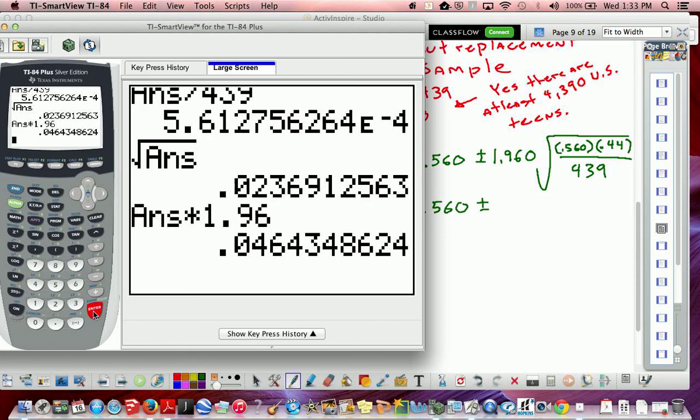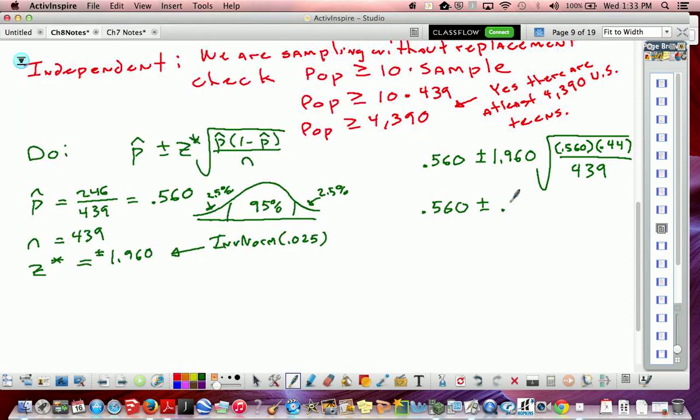So this becomes my margin of error. My margin of error is within 0.046, so it would be plus or minus 0.046. Exactly. So you can think about this as 56% of students believe they should wait until marriage before having sex. But the margin of error of that statistic is off by 4.6%.